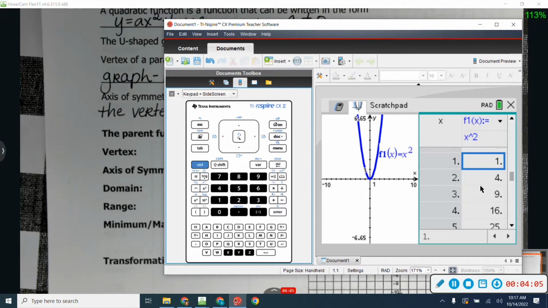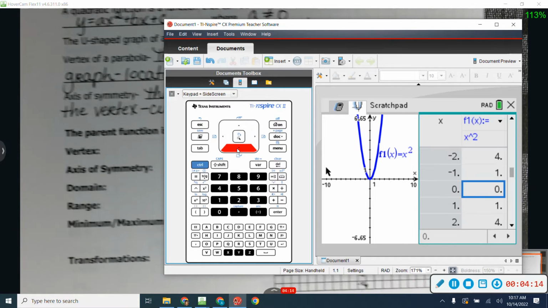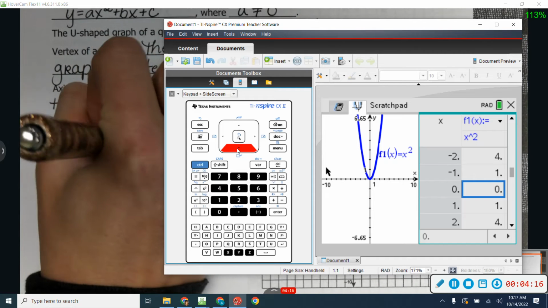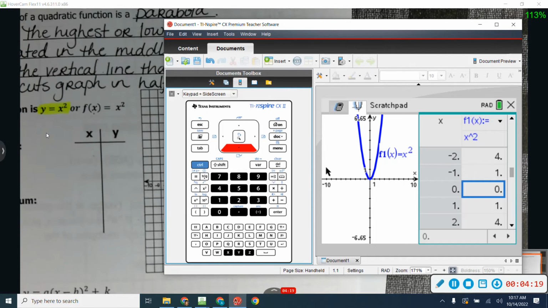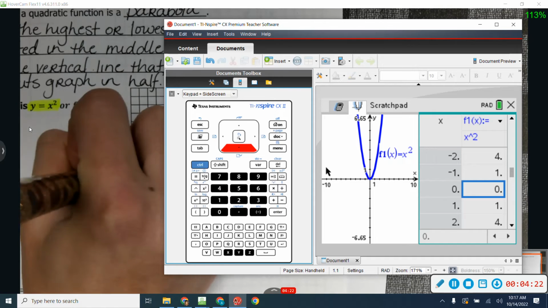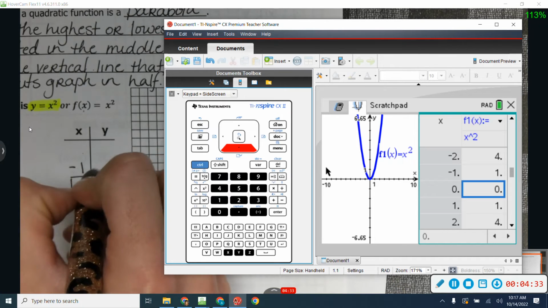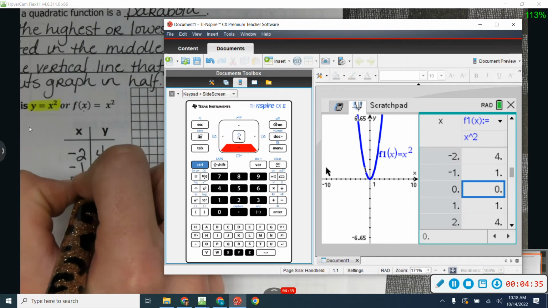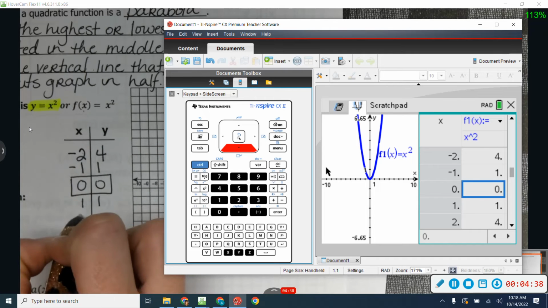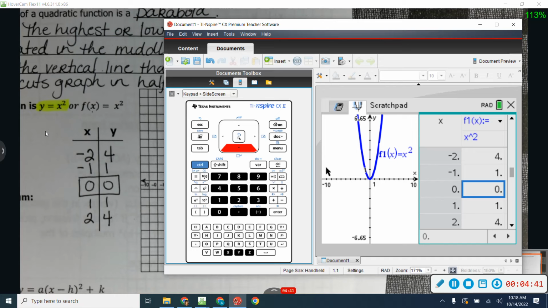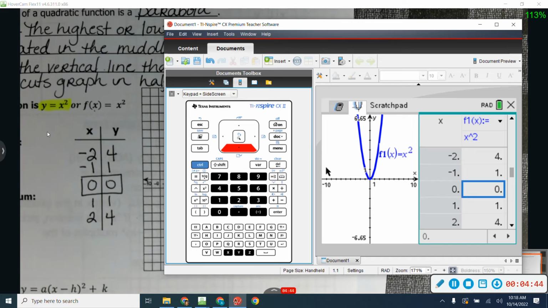Okay, where is my vertex for this graph? 0, 0. So remember, your vertex goes in the middle of your table. Alright, so our vertex is 0, 0, but when we build our table, that goes in the middle. It's the middle of your graph, so it goes in the middle of your table. Alright, and then we do those 2 points above and 2 points below. So my 2 points above, negative 1, 1, and negative 2, 4. And then 1, 1, and positive 2, 4. Okay, we all good graphing that and getting the table?